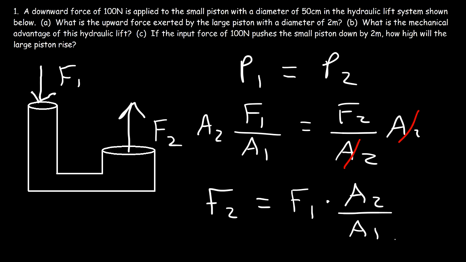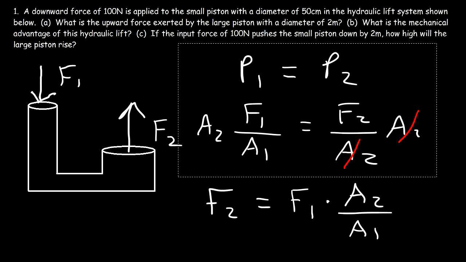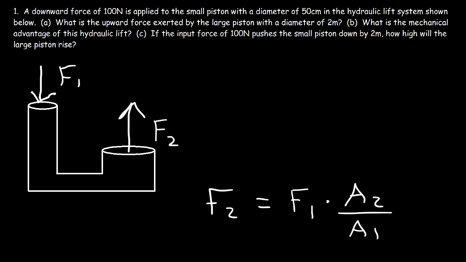So if you exert a downward force on a small piston, you're going to get a larger upward force on the large piston. So the piston with the larger area is going to be associated with the greater force. And that's what you want to take from this hydraulic lift system. It's a force multiplying device. You can apply a small force on a small piston and get a larger force on the large piston. So let's go ahead and answer part A.